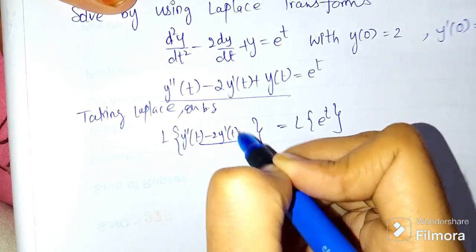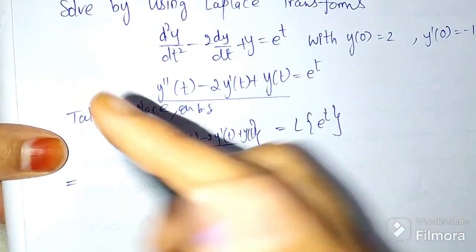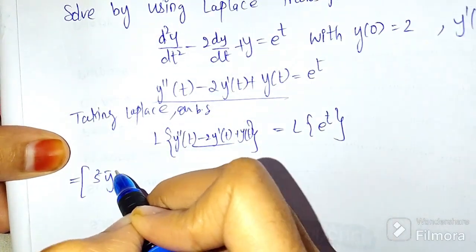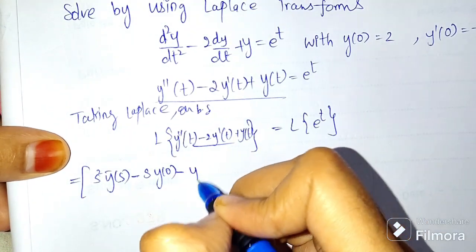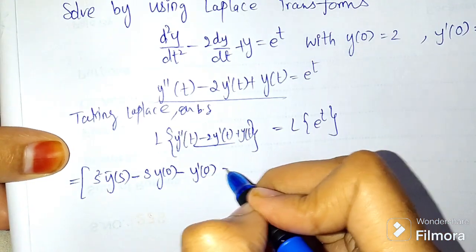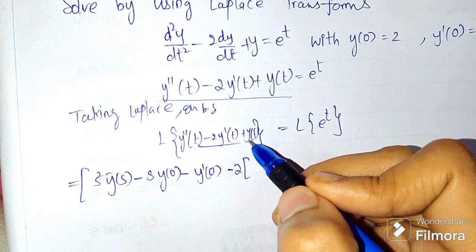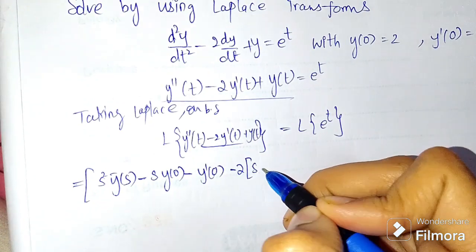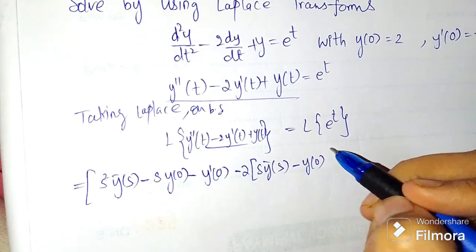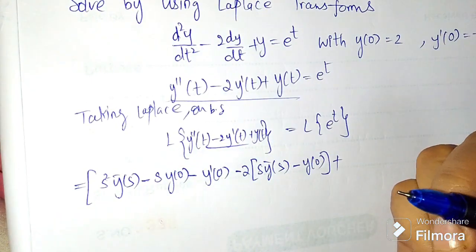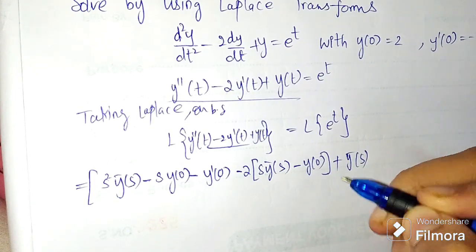So now we will be using those formulas we just saw. Okay, just try without seeing. First one is s square into y bar of s minus s into y of 0 minus y dash of 0. Next minus 2 times the Laplace of y dash of t formula, s into y bar of s minus y of 0, plus Laplace of y of t. You know what it is? Y bar of s. That is simple.